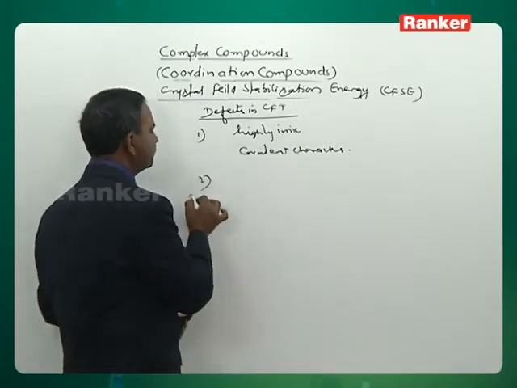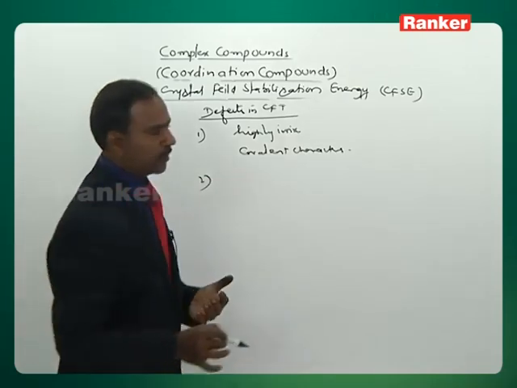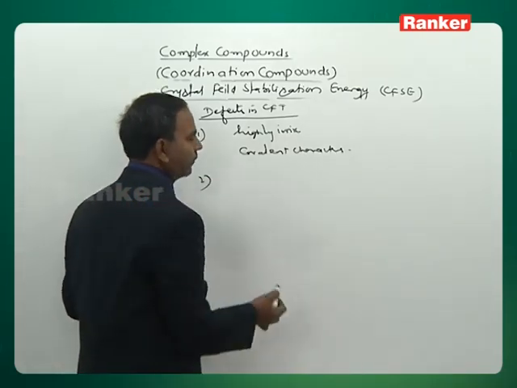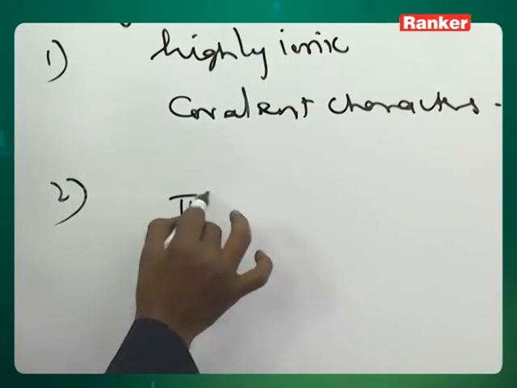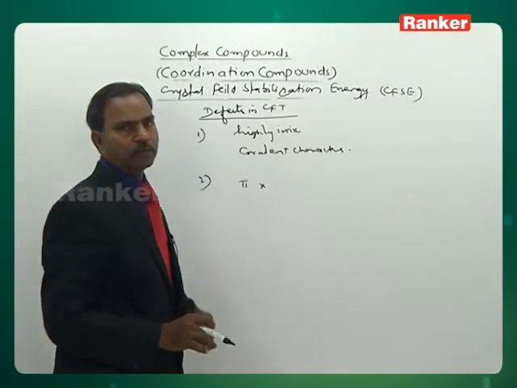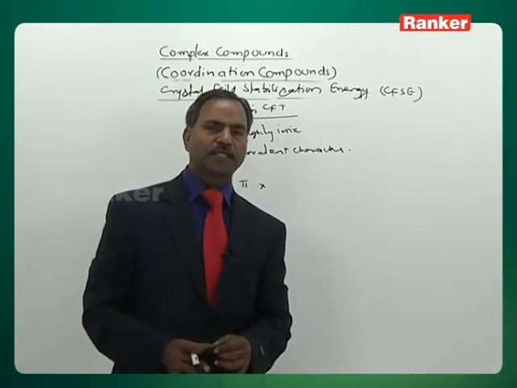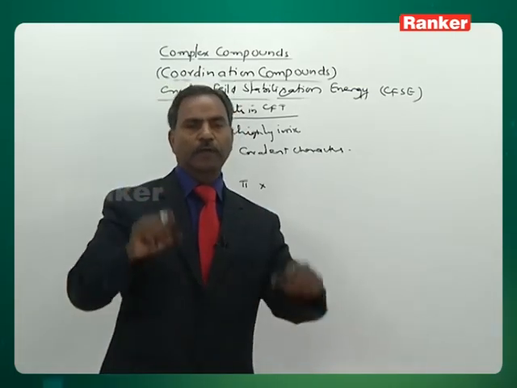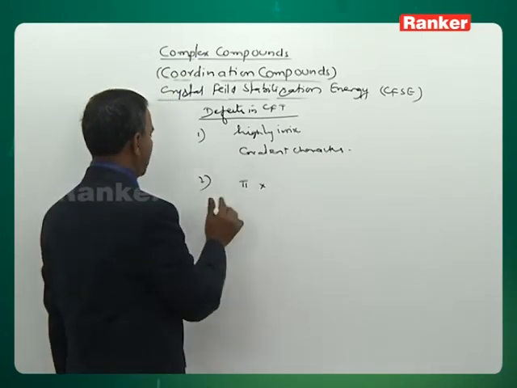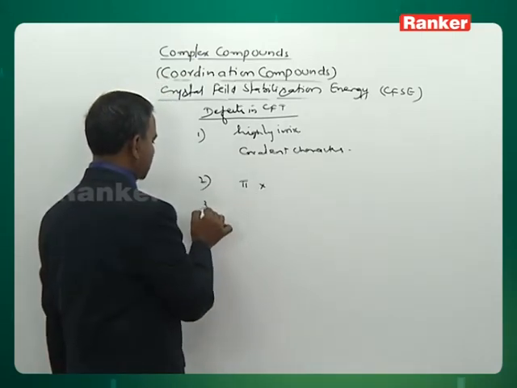Next, he said no overlapping of orbitals is there between the metal and ligand. Without overlapping of orbitals, we cannot explain pi bonding. This theory fails to explain pi bonding in metal complexes, as he said, no overlapping of orbitals.